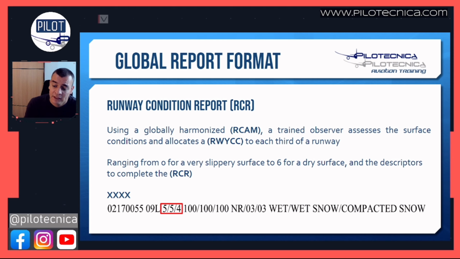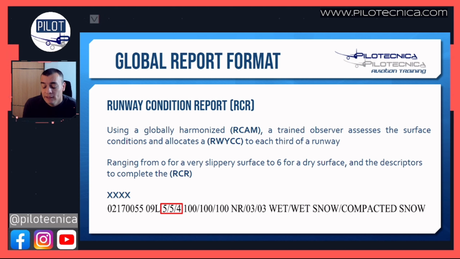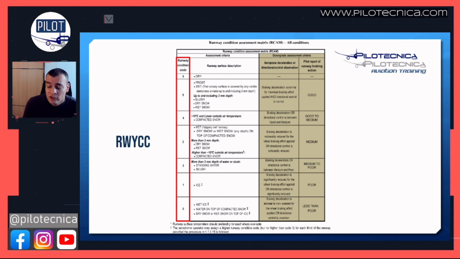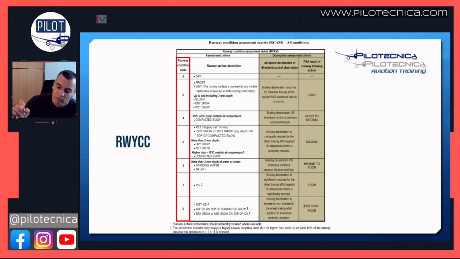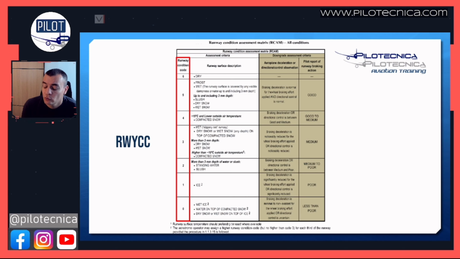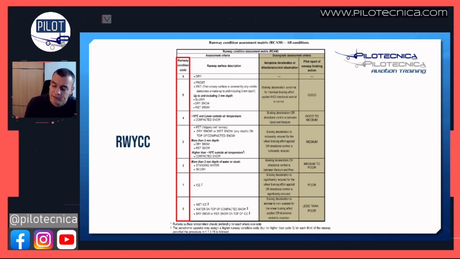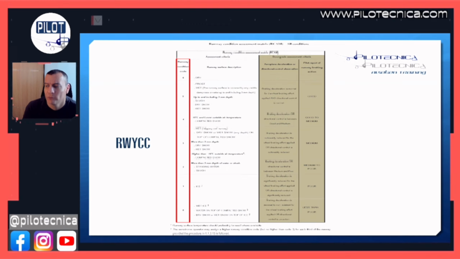The third part of the report is the Runway Condition Code, and it gives us a number that represents the surface condition of each third of the runway, the beginning, the middle, and the end. These codes come from the Runway Condition Assessment Matrix, ranging from 0 for a very slippery surface to 6 for a dry surface. This table is used by airport operators to report runway surface conditions and clearly identifies factors that influence aircraft takeoff and landing performance, particularly braking performance.